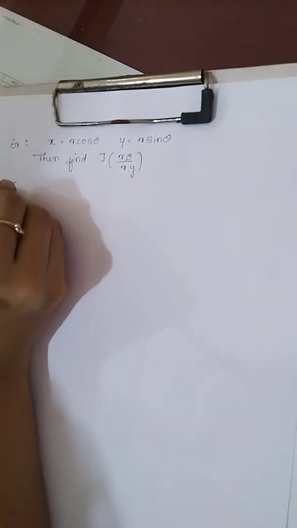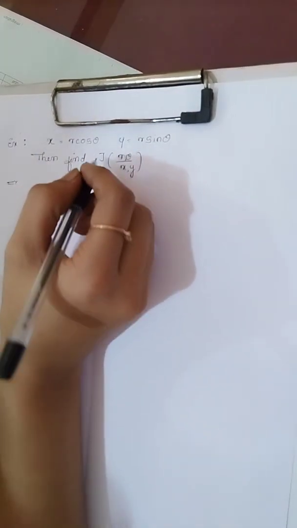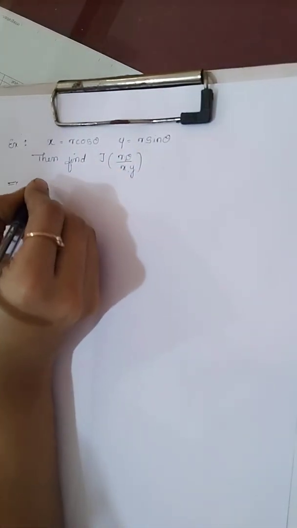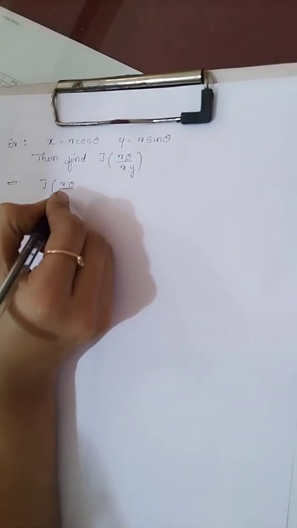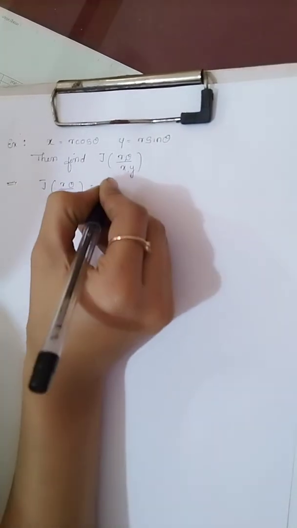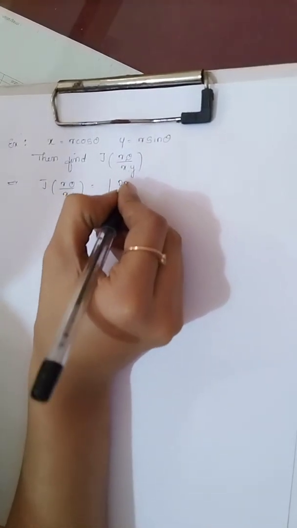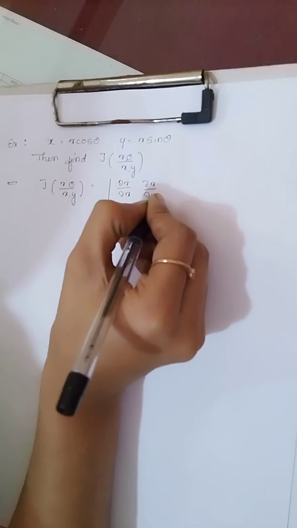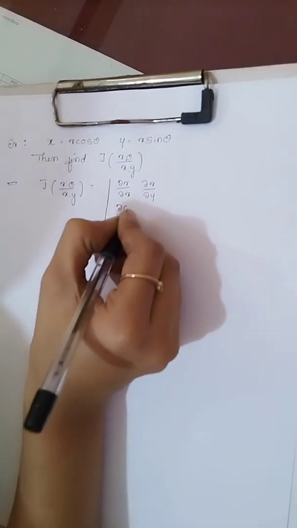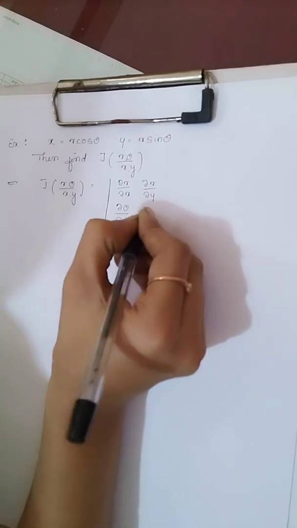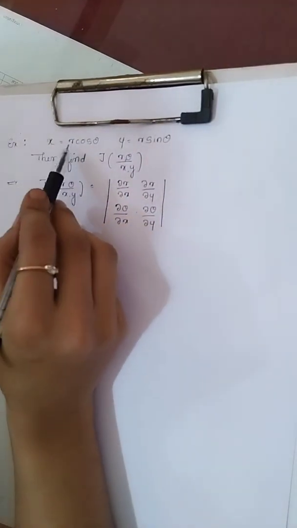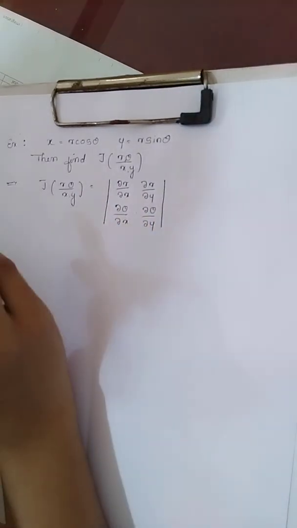So the solution is, again we know the definition of Jacobian. The Jacobian of r, theta with respect to x, y can be defined as the determinant of dou r by dou x, dou r by dou y, dou theta by dou x, dou theta by dou y. So here the functions are x is equal to r cos theta and y is equal to r sin theta.